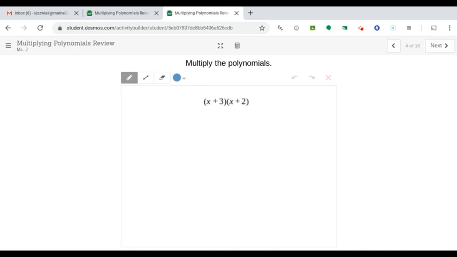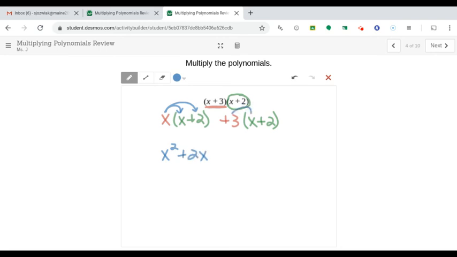Okay, so now we've got a binomial times a binomial. So what we're going to do on this one is take this binomial and space it out. So I have x plus 3. And then I'm going to take my second binomial and write it twice. I'm going to do x plus 2 right here, and x plus 2 right here. And so now I just have to distribute twice. So I'm going to do x times x, and I get x squared, x times 2, and I get 2x. And that's the first part.